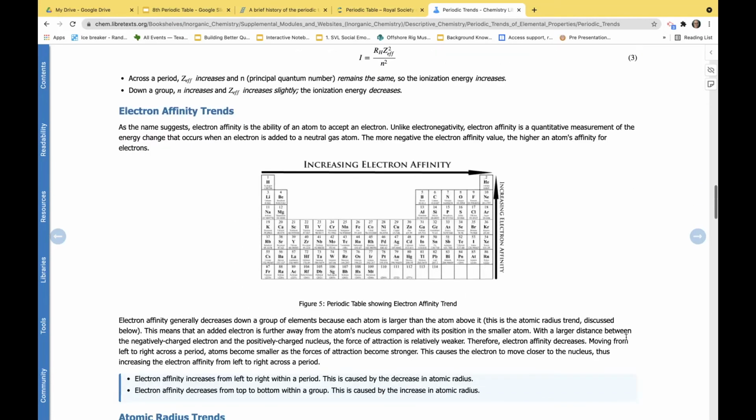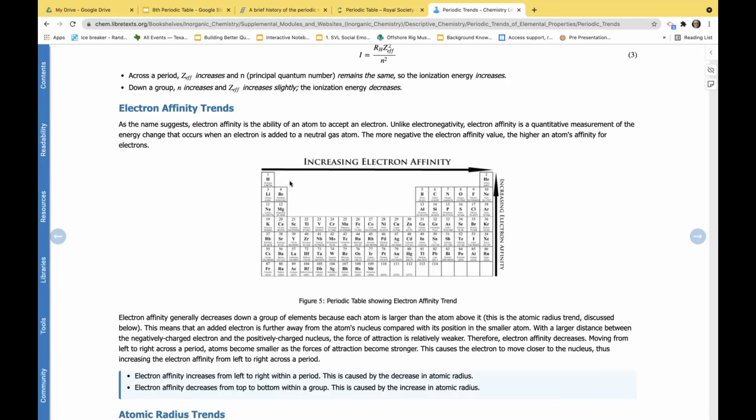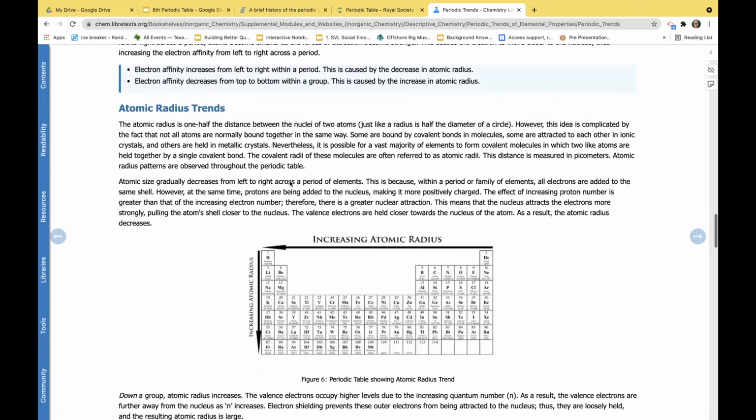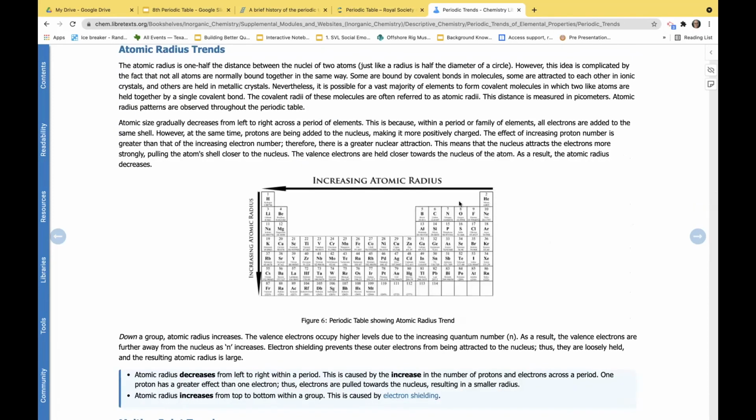Another trend we have is the electron affinity trends. And as that name suggests, electron affinity is just the ability of an atom to accept or take in an electron. So if we take a look at our little diagram here, we can see that the electron affinity will actually increase as you're moving from the left side to the right side. So that's another trend.